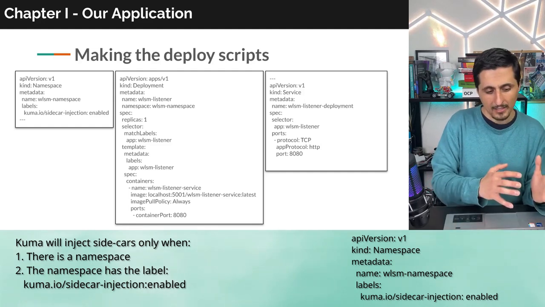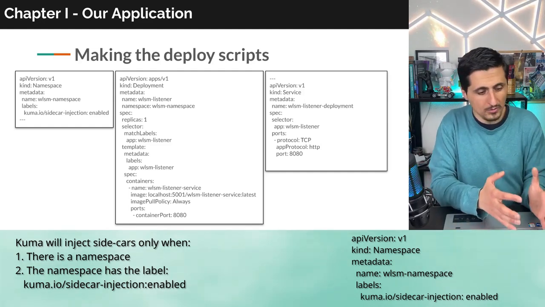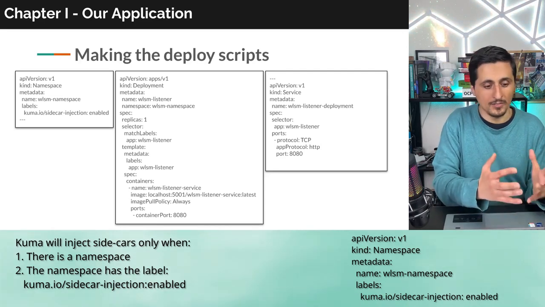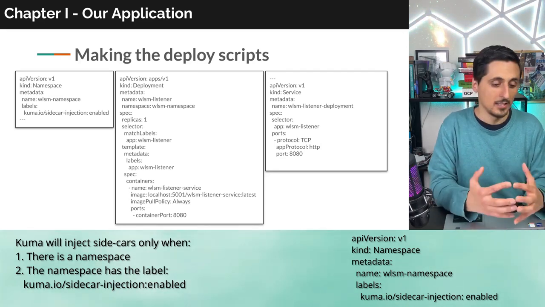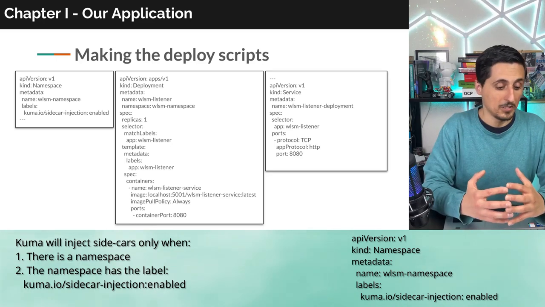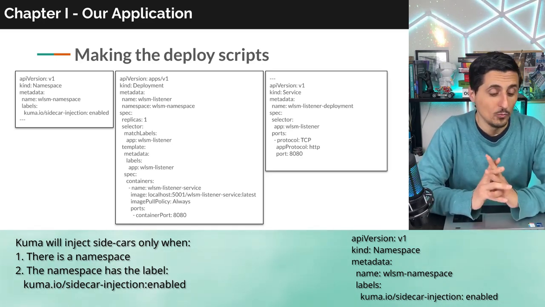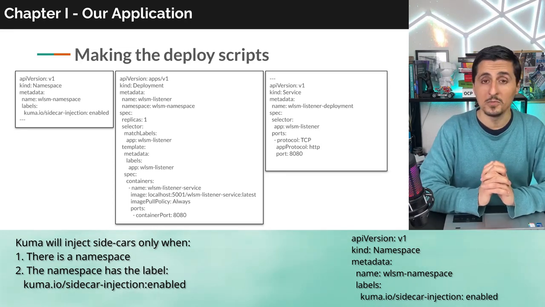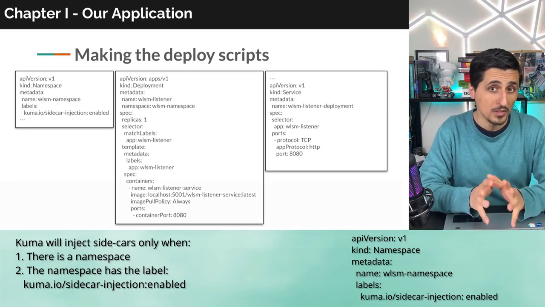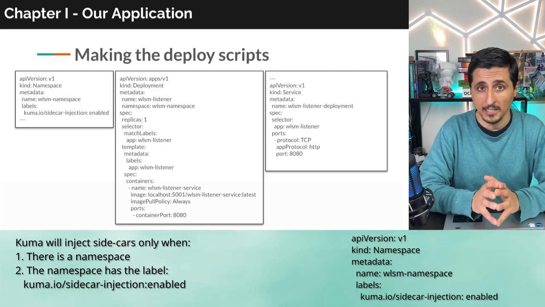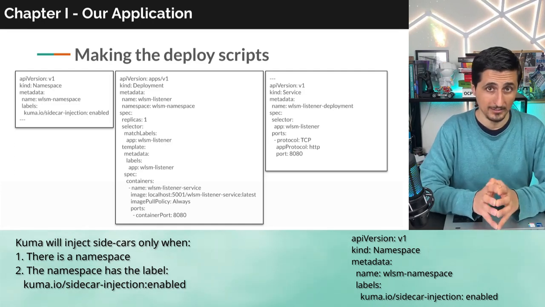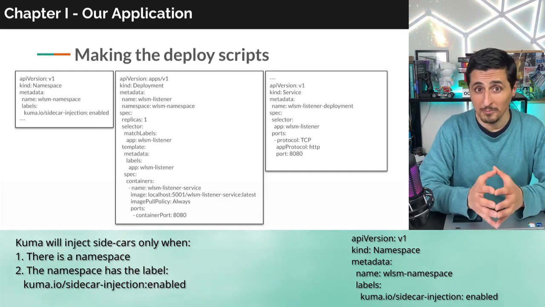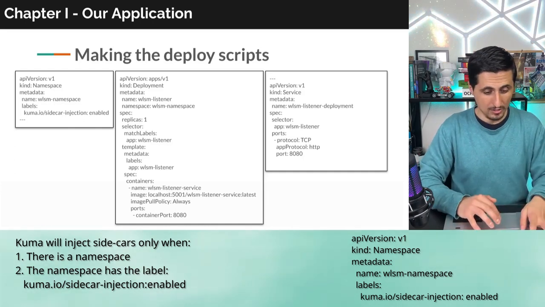On the left-hand side of this slide, we see the first thing that is declared in that deployment script, and that is the namespace, which we need. Because, fun fact, we cannot use a default namespace to do Kuma sidecar injection. Kuma will always complain that there's no namespace assigned. It needs the namespace. So you know now upfront that you do need to define a namespace for these situations.